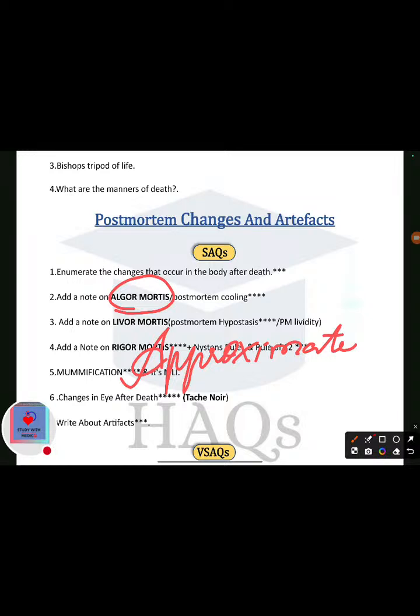Why does this happen? What is the mechanism? Because the body does not produce heat after death. The body cannot produce heat, so it will lose heat through different processes. That is conduction, convection, and radiation.